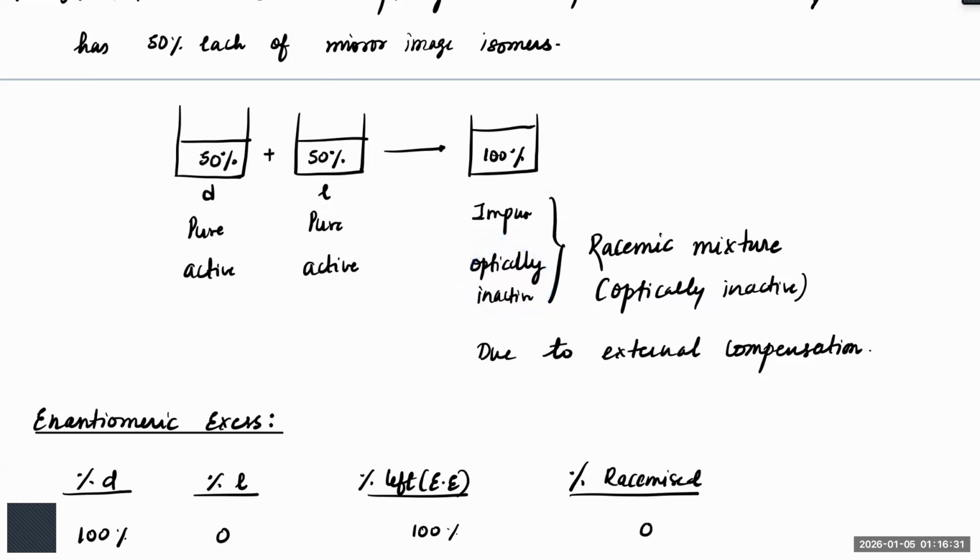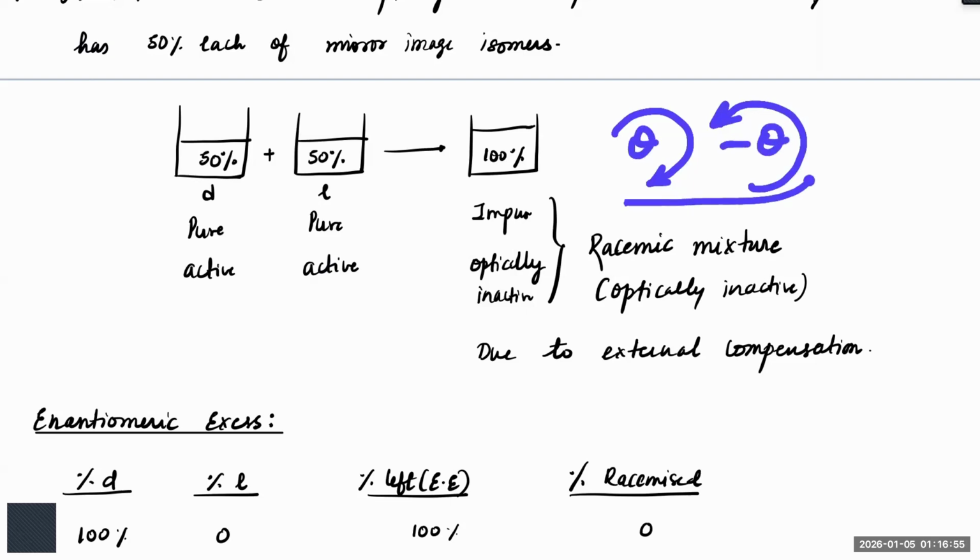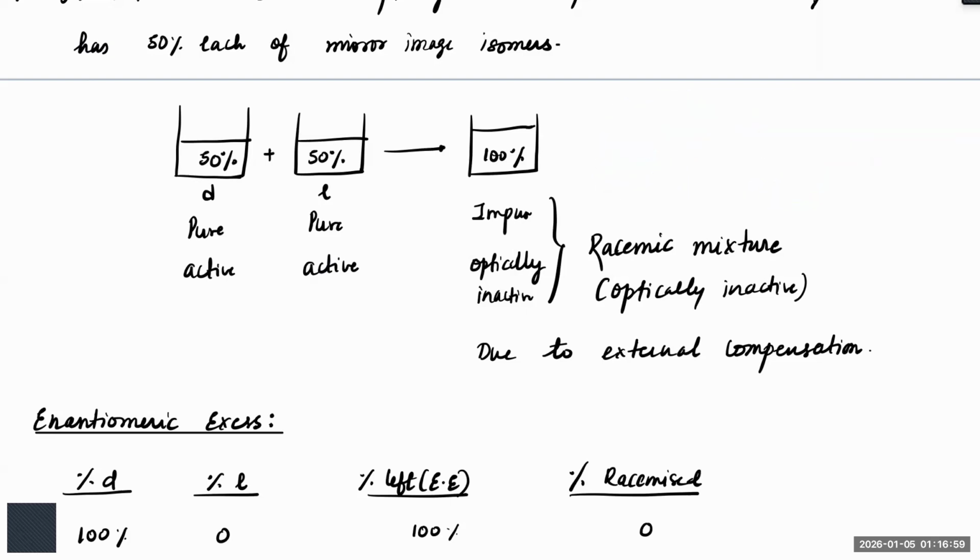And such a solution which is optically inactive and contains 50% of D, 50% of L is called a racemic mixture. And this racemic mixture is optically inactive because of external compensation, which means one molecule is trying to give dextro, the other molecule will try to give levo because both the angles are the same. Hence, the overall deflection is not observed for the plane polarized light.